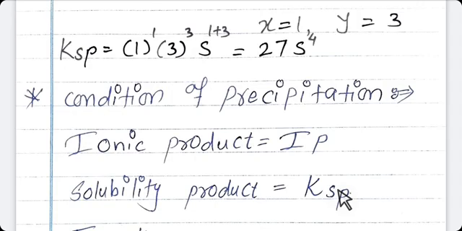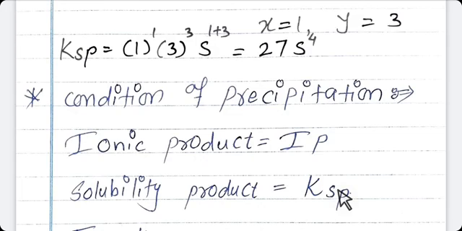So students, ionic product, IP, of an electrolyte is defined in the same way as solubility product Ksp. The only difference is that the ionic product expression contains concentration of ions under any condition, whereas the expression of Ksp contains only equilibrium concentration. So what is the difference between IP and Ksp? IP, the ionic product expression, contains concentration of ions under any condition, and Ksp contains only equilibrium concentration.